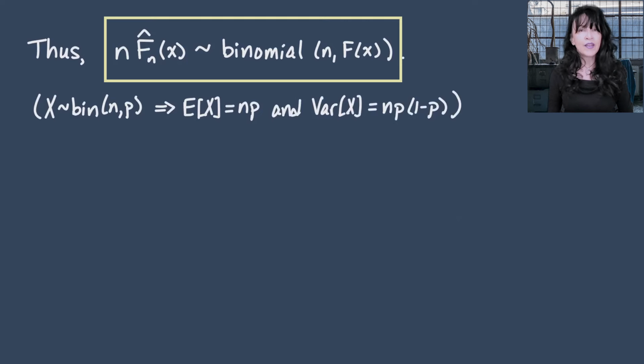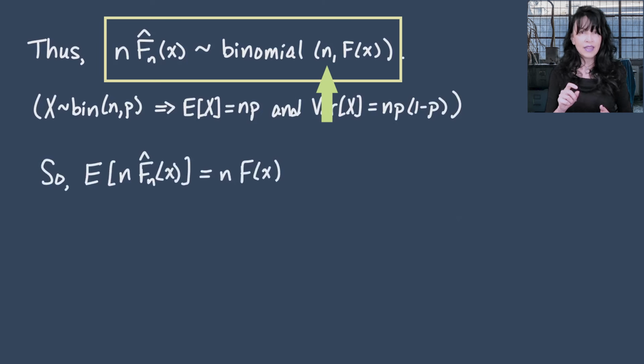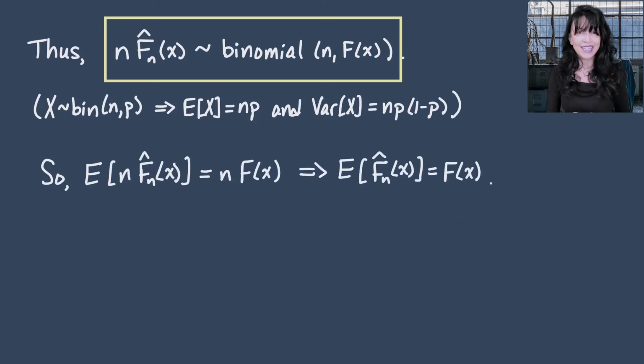We now know that the expected value of n times the empirical CDF is n times F of x. And so if you want to get down to the expected value of the empirical CDF itself at this fixed x, you can just pull this n out front and divide it to the other side. And it's easy to see that the expected value of the empirical CDF at any fixed little x is equal to the true CDF at any fixed little x. So that bodes well for this being a good estimator of the true CDF.